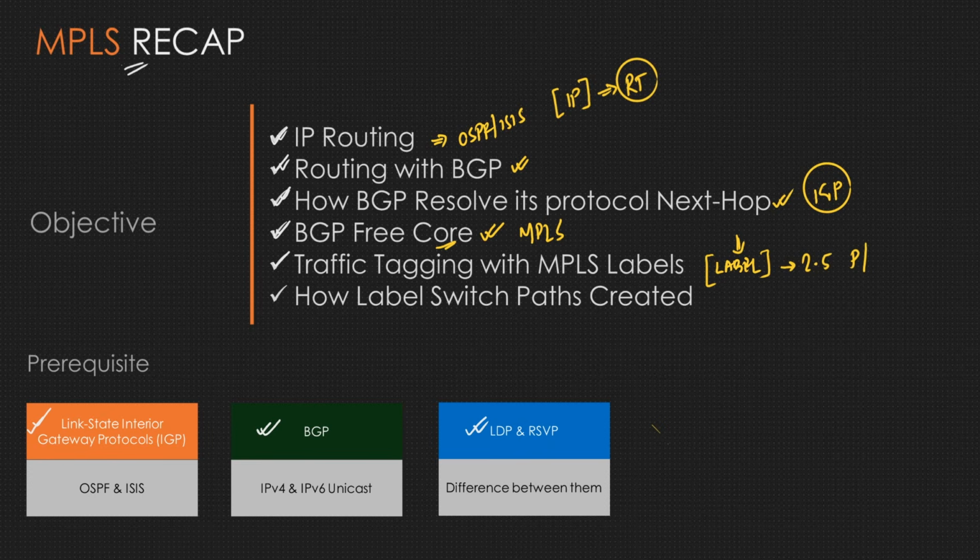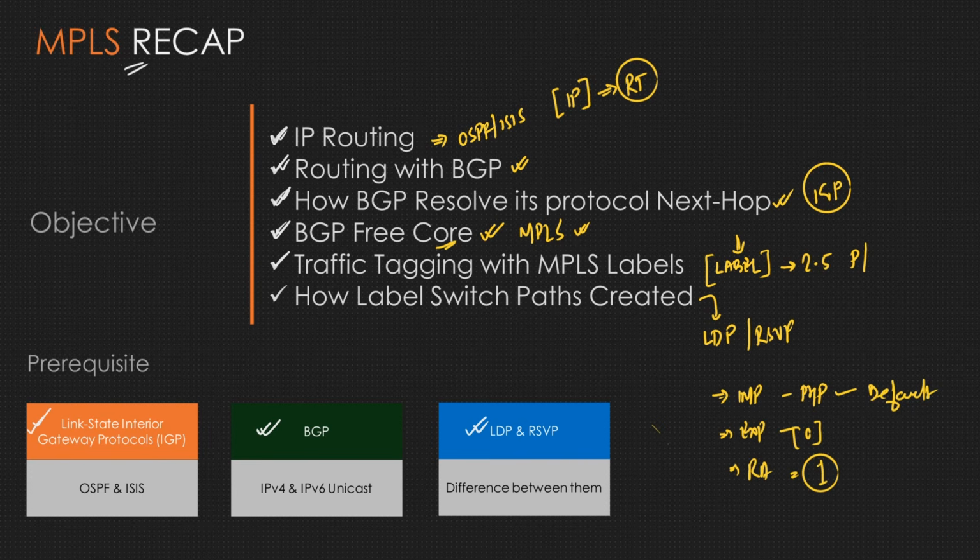How is the label switch path created? RSVP and LDP are used to create the labels, and MPLS is the data plane technology. Then we have certain label values: for example, implicit null is used for PHP. Explicit null, label 0, is used if we do not want PHP; PHP is the default. Then we have another label value, the router alert label, which is label value 1. So this is just a recap for MPLS, and next we'll start with segment routing.